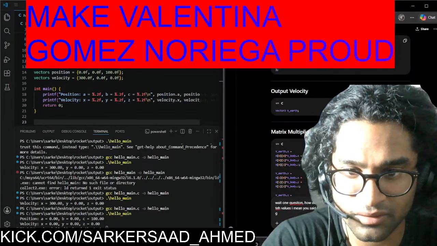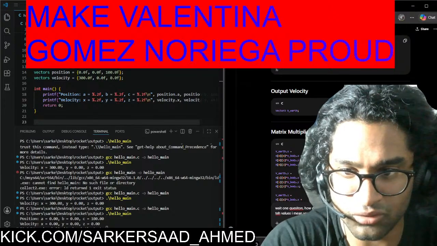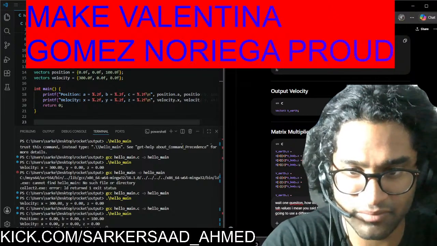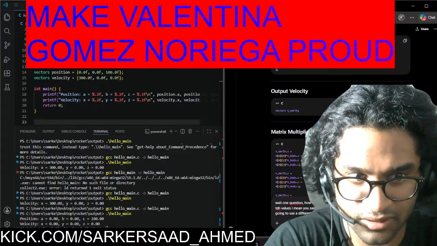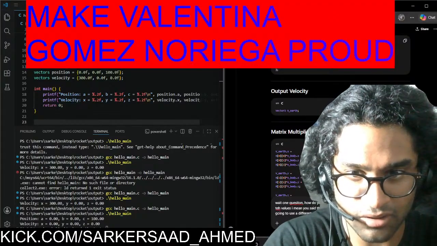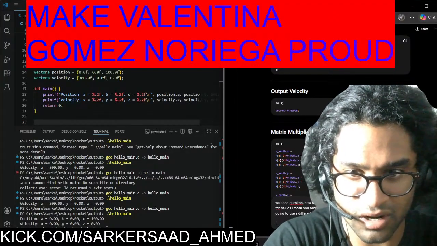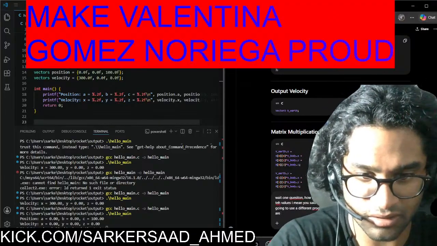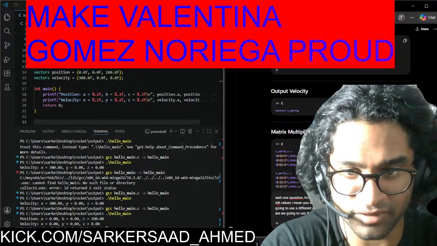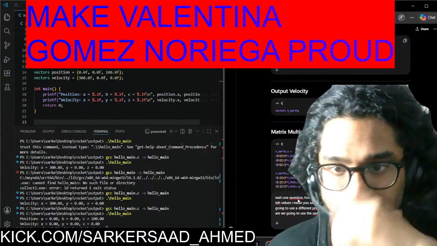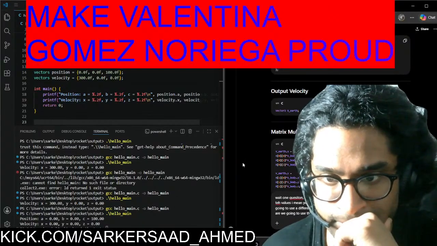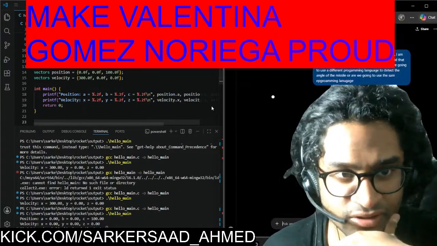Are we going to use a different programming language to detect the angle of the missile, or are we going to use the same programming language? How do you even get the values?